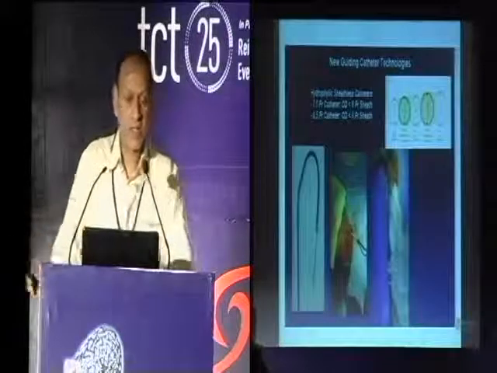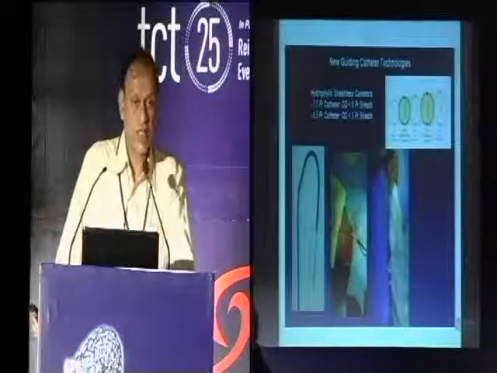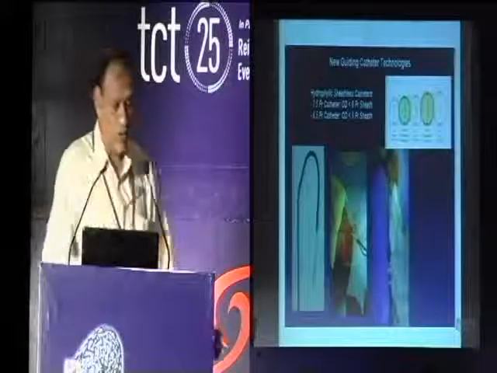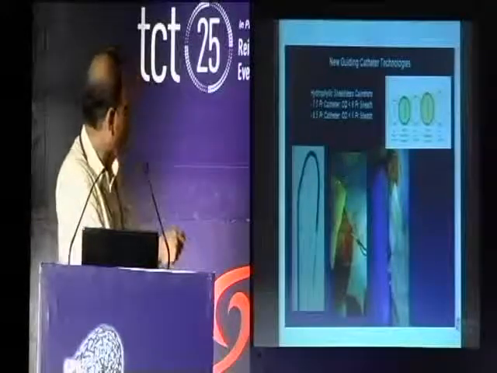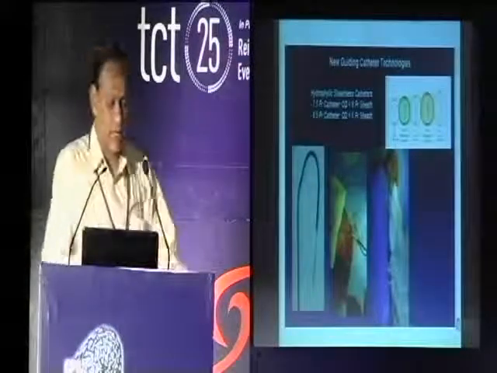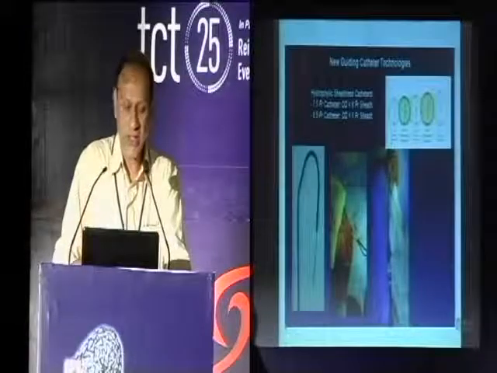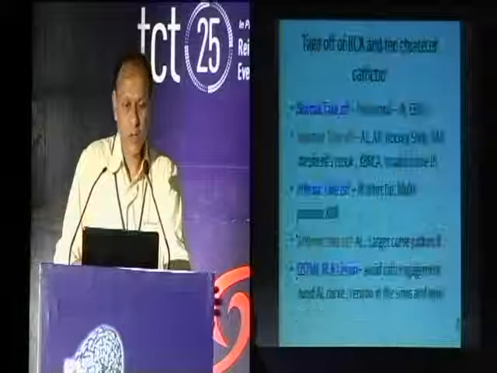This is the new guiding catheter we were just talking about. This is a hydrophilic sheathless catheter which is used. We don't use the sheath, and we can use a 7.5 French catheter, its outer diameter is equal to or less than a 6 French sheath. So this is a new one which can be used both for the right and the left. They are available today. We have gone through this before.